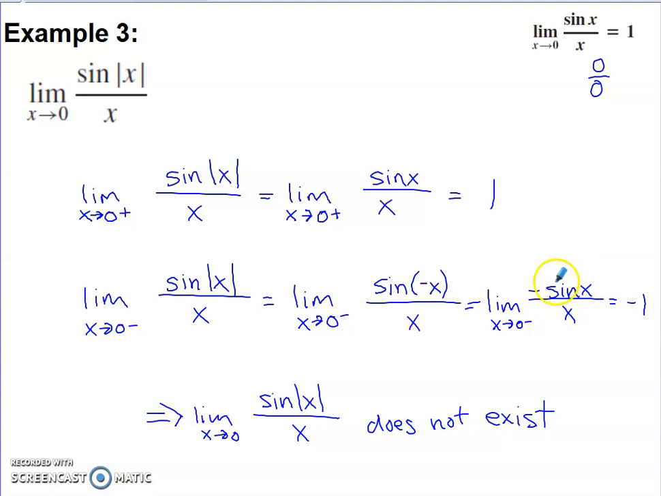Why is this fraction better than the fraction that we were dealing with back here? I can pull this -1 out in front of the limit, and then I'm literally looking at the same limit that we had back here. So the limit is going to be -1 times 1, and -1 times 1 is -1 once again. Because the one-sided limits do not equal each other, the general limit does not exist.